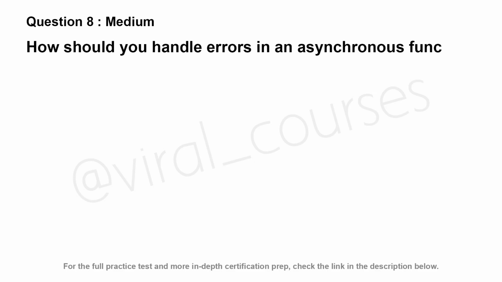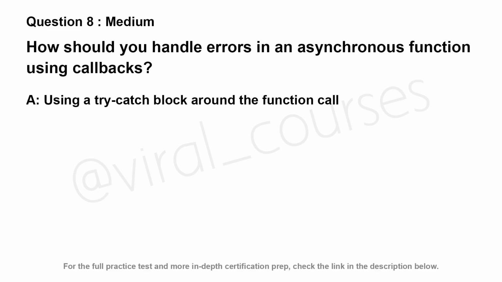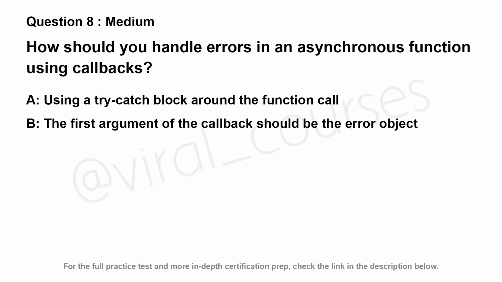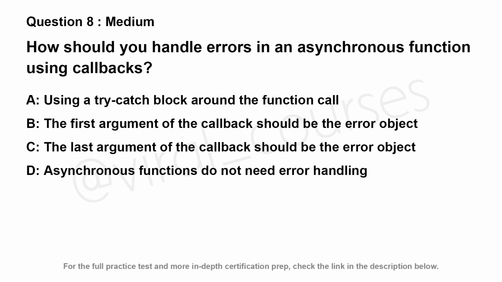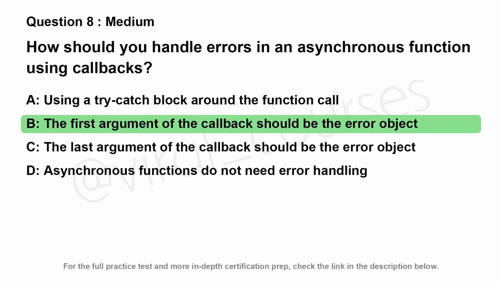How should you handle errors in an asynchronous function using callbacks? Option A. Using a try-catch block around the function call. Option B. The first argument of the callback should be the error object. Option C. The last argument of the callback should be the error object. Option D. Asynchronous functions do not need error handling. The correct answer is B.